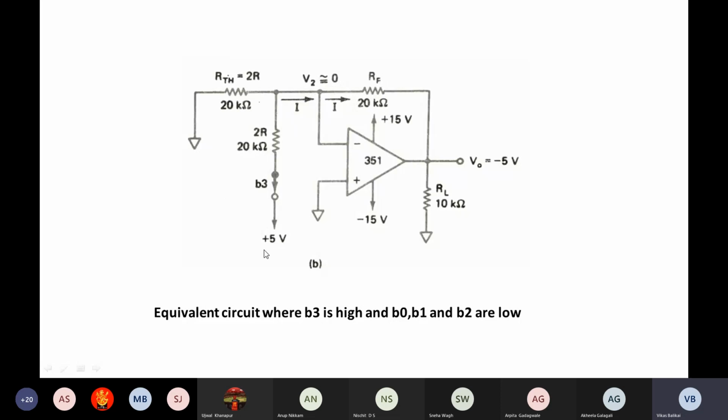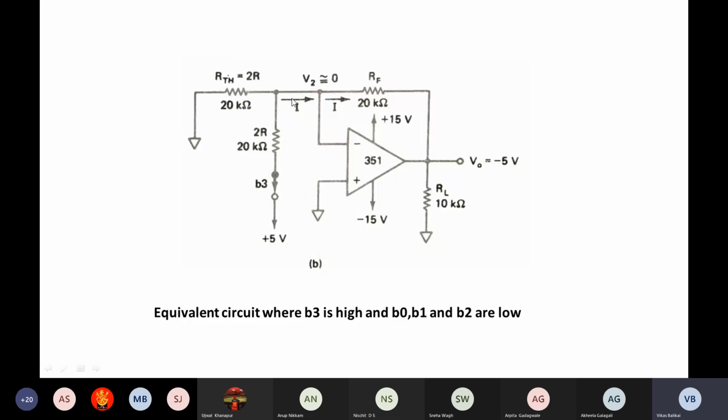Because here I have a positive voltage, whatever current is generated because of this voltage will be coming over here, and it will directly move to the right side. Whatever current is generated because of this 5 volt, the same current will be over here. So the current I got here was 5 by 20k.